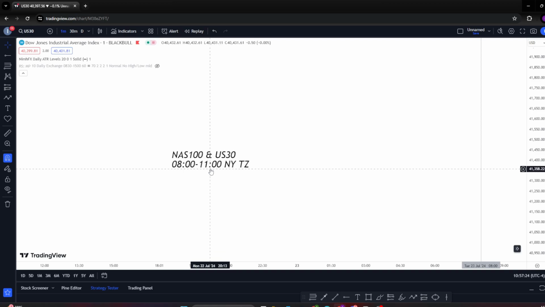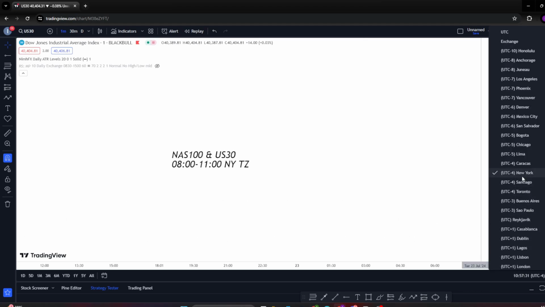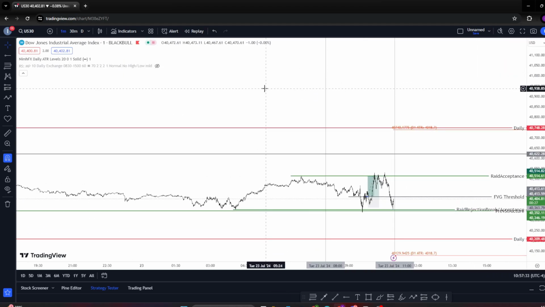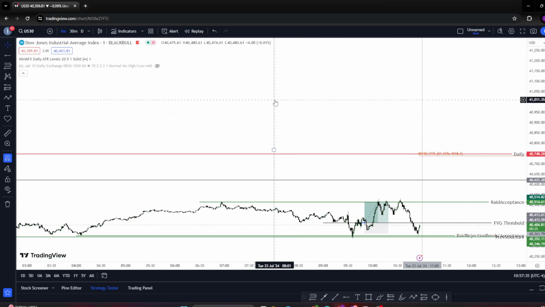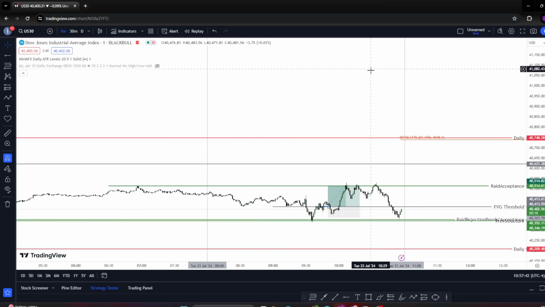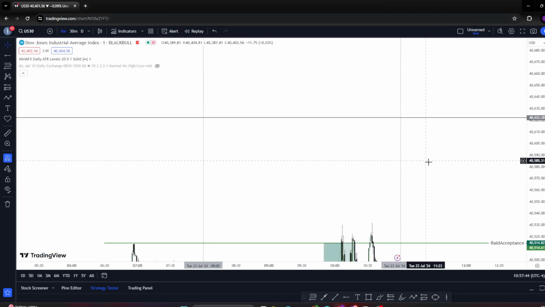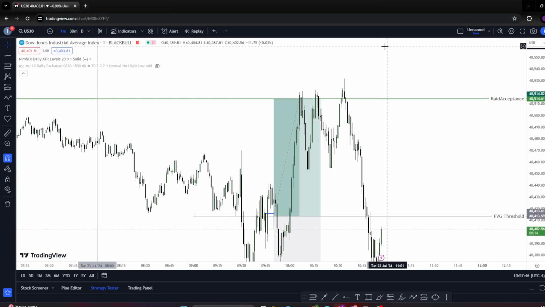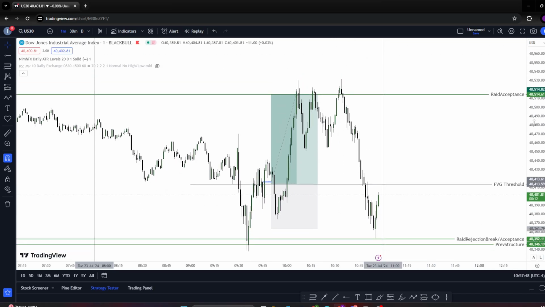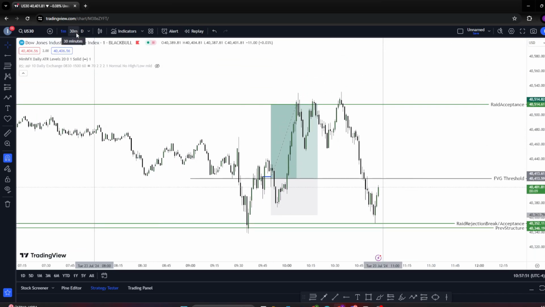Now 8 a.m. to 11 a.m. New York time zone. So if you look at my chart over here, it is set to New York, and those are these vertical lines that you can see over here, which start at 8 and end at 11. Now, if we zoom into the chart a bit, the very first thing that you need to understand about my process is that I always start my analysis on the daily, and I use these three specific time frames: the daily, the 30-minute, and the 1 minute.